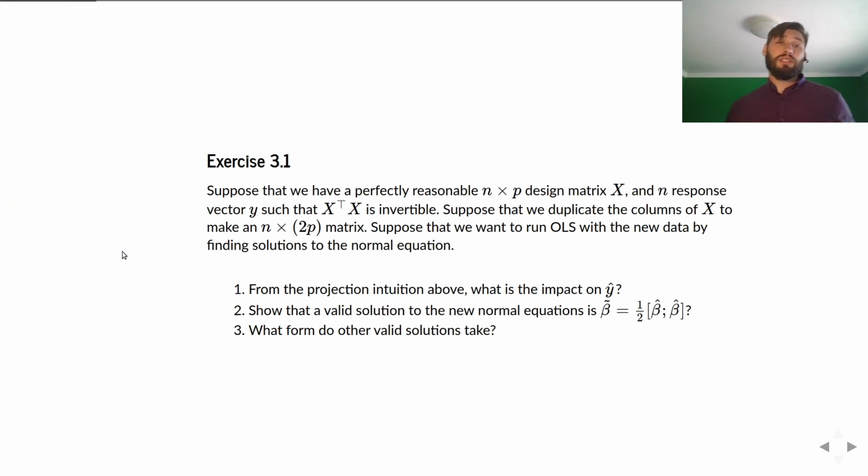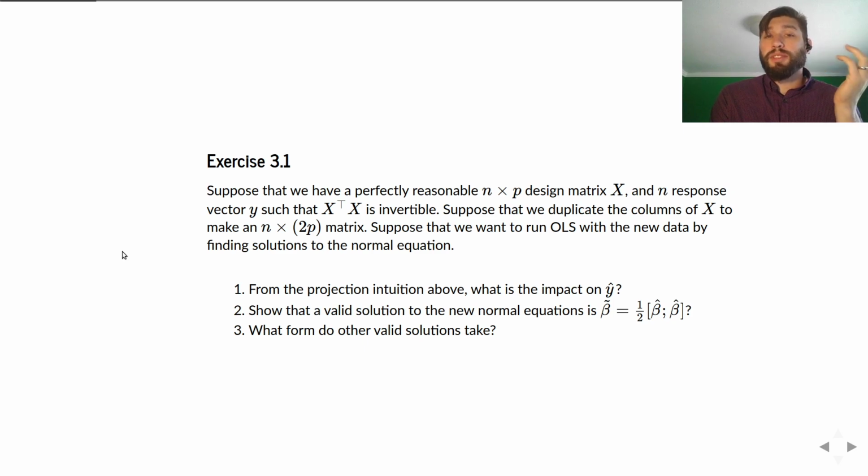Okay, so this leads us to our first exercise. Suppose that we have a perfectly reasonable n by p design matrix X. This is the sort of thing that's invertible, with p less than n. All the usual things that we assume about linear regression are true in this case. And we have an n response vector y, such that X transpose X is invertible.